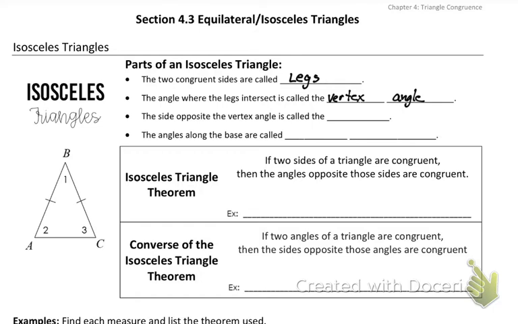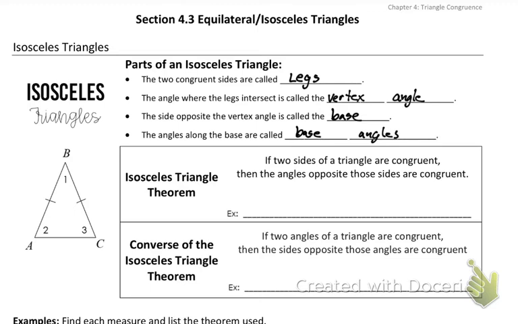The side opposite the vertex is called the base. Notice I said it's opposite the vertex, so your base does not have to be on the bottom. I can draw an isosceles triangle upside down, and your base would be on top then. So base doesn't mean bottom, it just means across from your vertex angle. Then the angles connected to the base are called base angles.